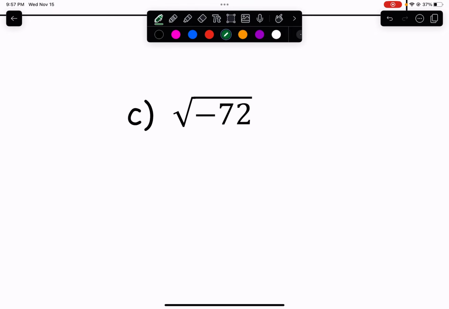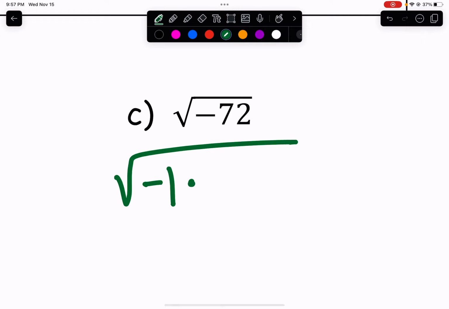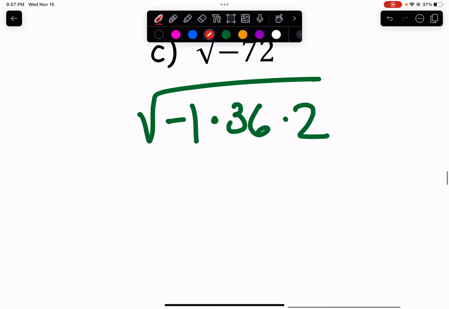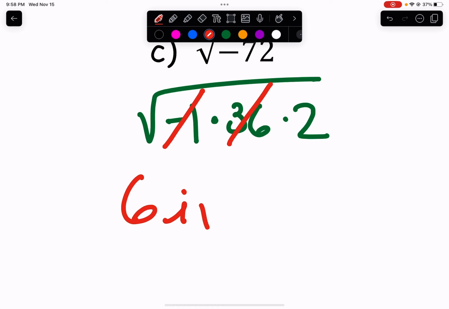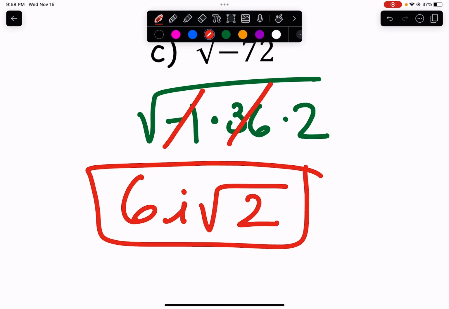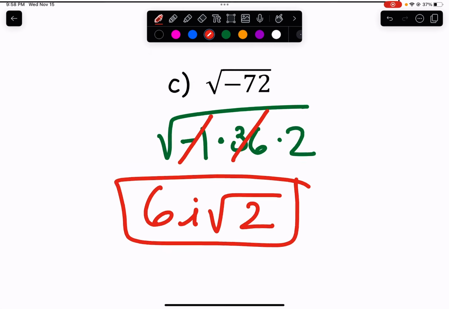And something like this. Again, we want to pull that -1 away from the 72. And we would use our perfect squares to figure out what's the highest perfect square that goes into 72. That is going to be 36 times 2. So then we can take the square root of both the 36 and the -1. We get 6i root 2. So that is how you end up with i values, is you evaluate the square root of a negative number.